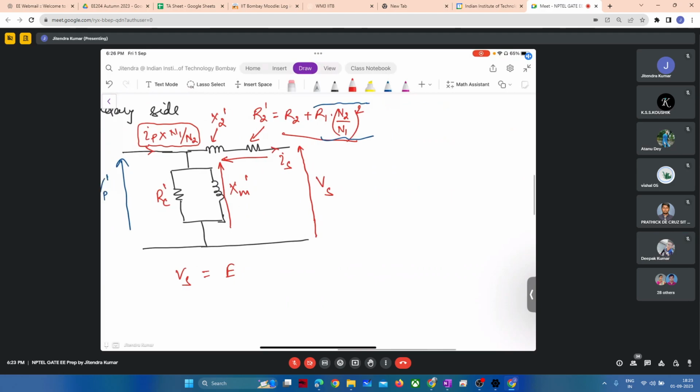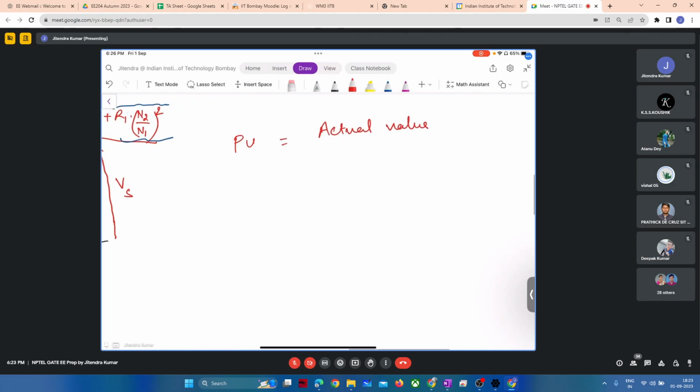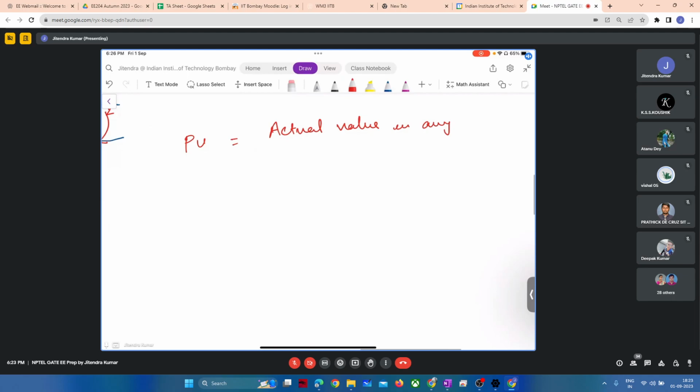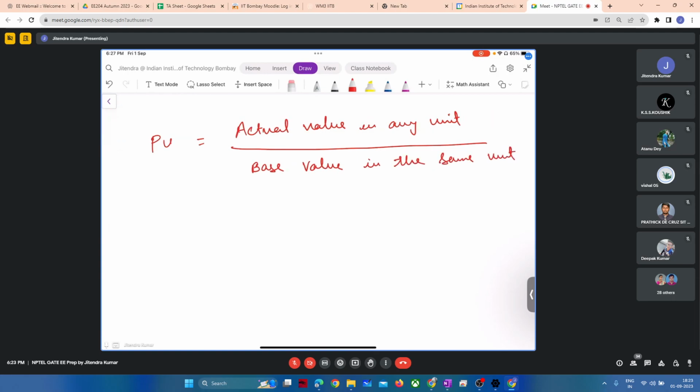Correct, correct. So the per unit quantity is the actual value in any particular unit, divided by the base value in the same unit. Okay.